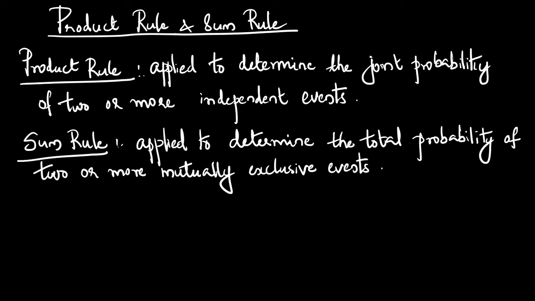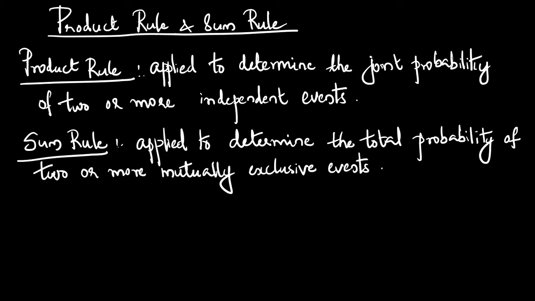Product rule. This mainly applies to determine the joint probability of two or more independent events. Independent events means that the occurrence of one event does not affect the occurrence of the other event. For example, on tossing a coin, the probability that the second outcome will be a head will not depend upon the first event.